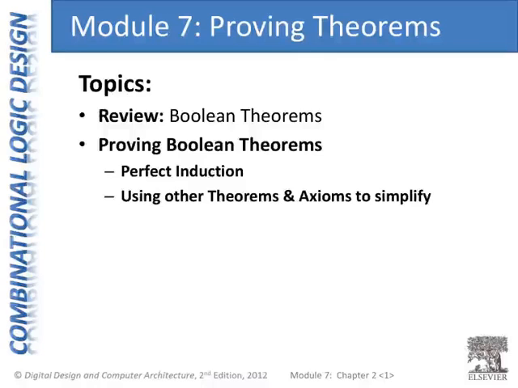In this module, Module 7, we're going to talk about how to prove that the theorems that we've introduced in prior modules are true. I'll start by reviewing those Boolean theorems that we've already talked about, and then show two methods for proving that these Boolean theorems are true. The first method is called perfect induction, and the second method is to use other theorems and axioms to simplify the theorems and show that the two sides of the theorem are equivalent.